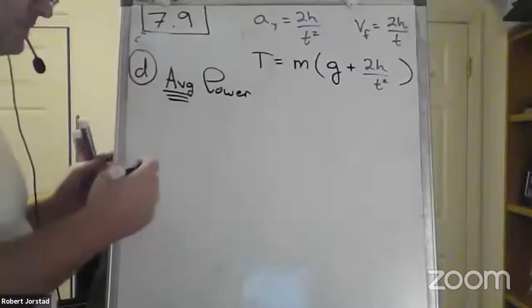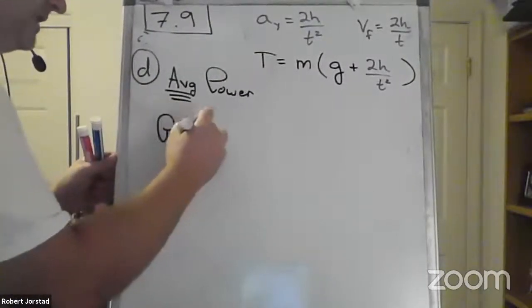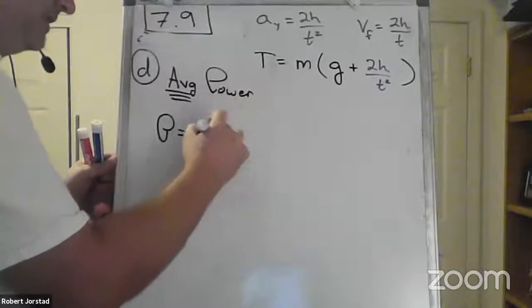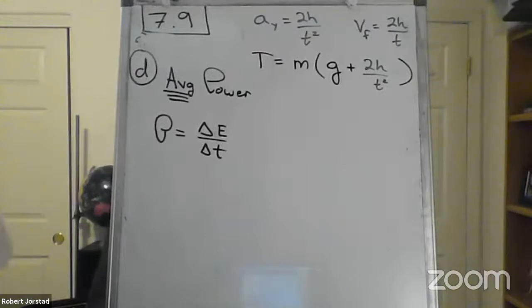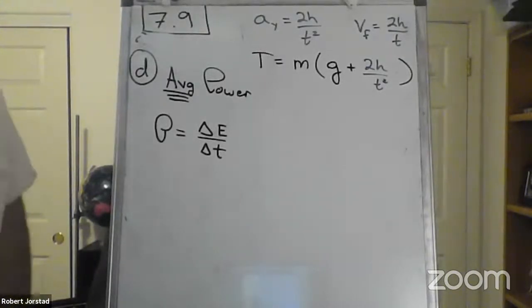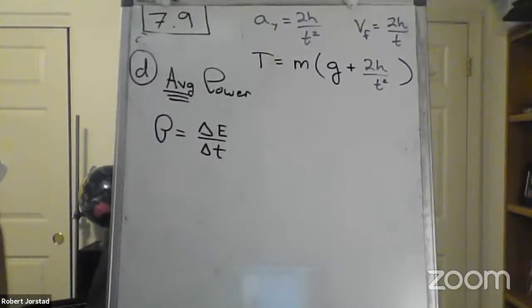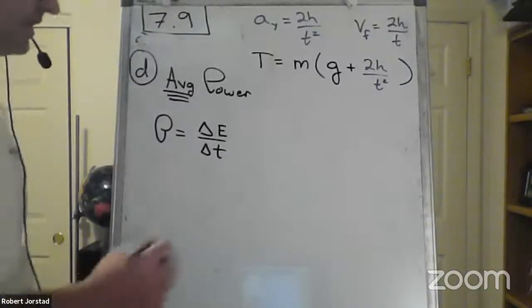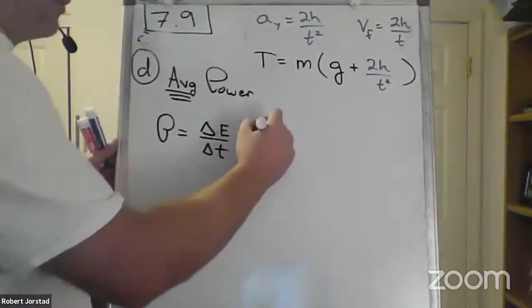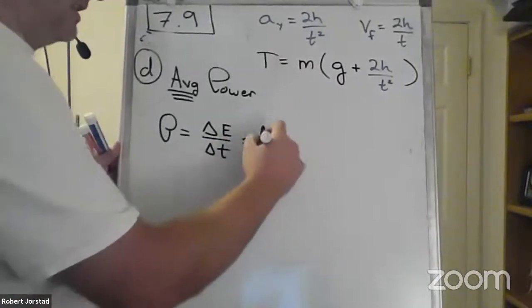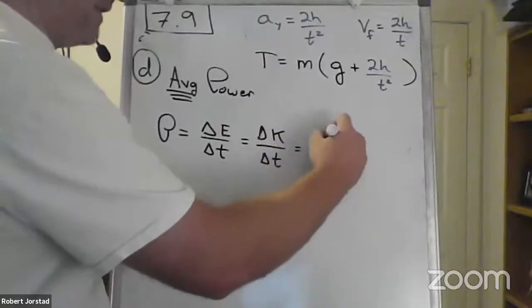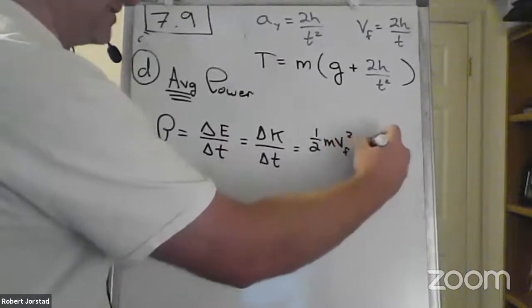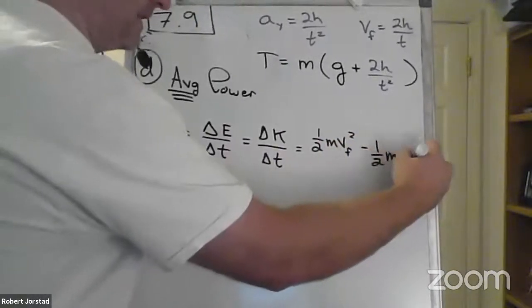All right. So in this case, that definition is change in energy over change in time, right? And so in this case, this is the average power delivered by the motor, right? All right. So in this case, we could say that will be the change in the kinetic energy over the change in time, which is 1/2 mv final squared minus 1/2 mv initial squared.